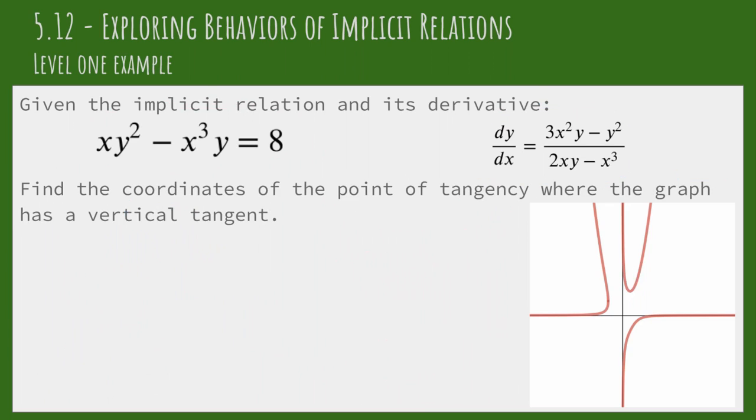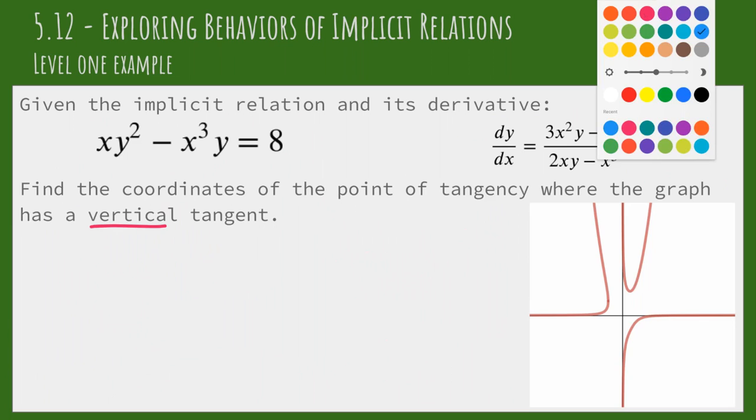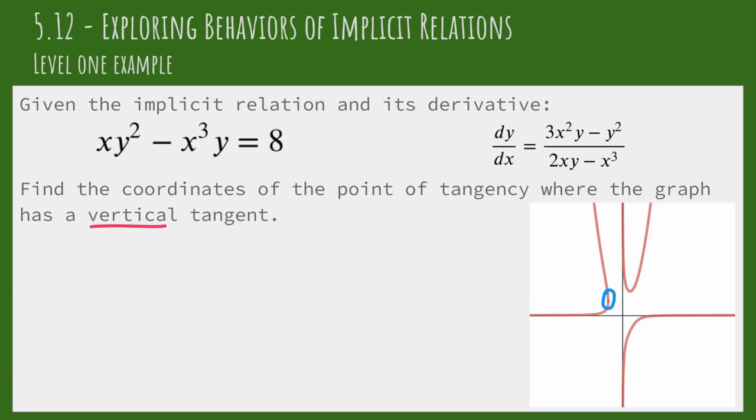What we do want to know here, though, is another one. Instead of a horizontal tangent, we want to know where the graph has a vertical tangent. So looking at the graph here, we can see that it's going to have a vertical tangent somewhere around here. And this time we want to find the coordinates, meaning x and y. So with a horizontal tangent, remember the derivative equals 0. A vertical tangent, the derivative is going to be undefined.